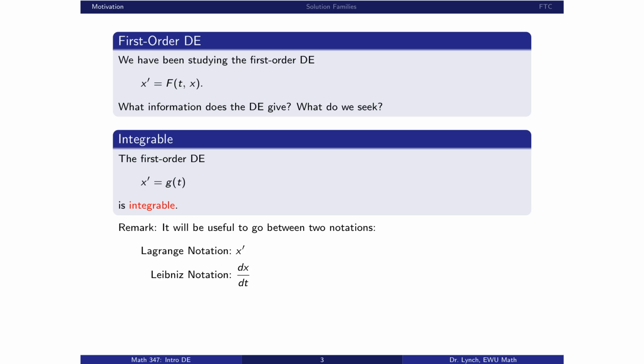So you know a first order differential equation is categorized as integrable if it can be written as x prime equals g of t. So compared to the autonomous case, an integrable case has a right-hand side that only depends on the independent variable t. I want to remind you that it's going to be useful to go back and forth between Lagrange or prime notation and Leibniz or dx dt notation. So keep in mind that here, usually our independent variable is t, so x prime means a derivative with respect to t.